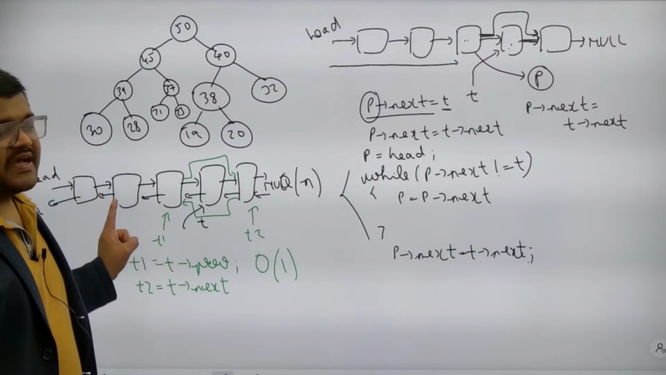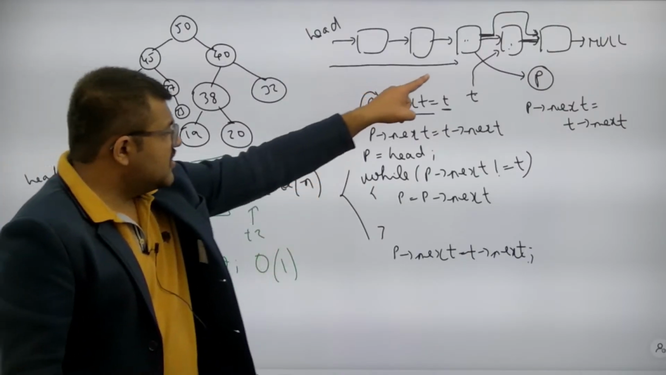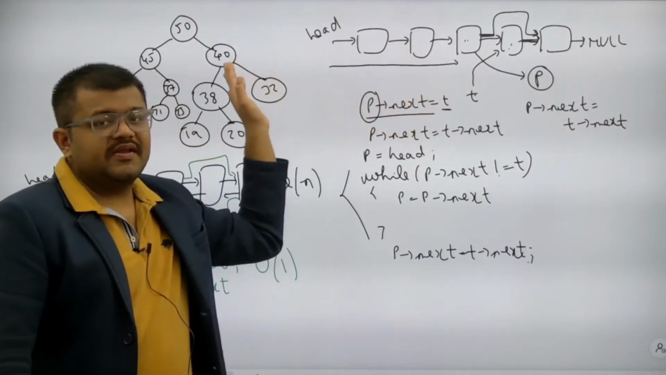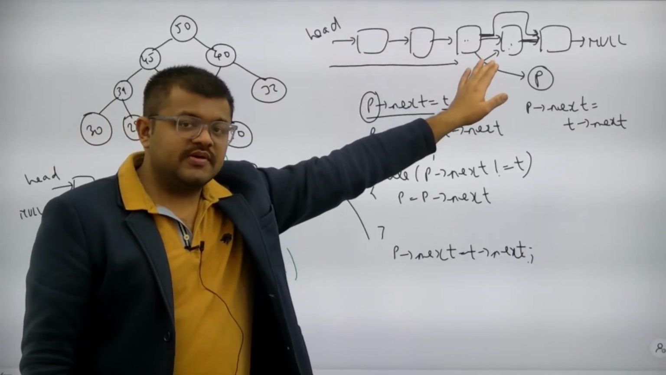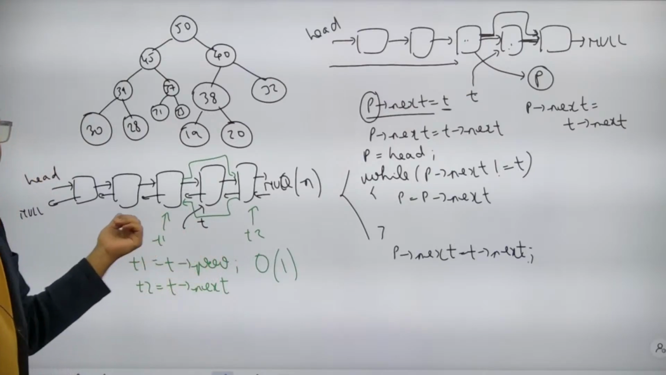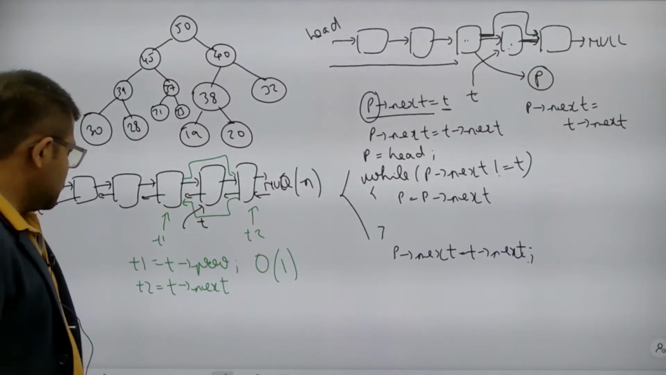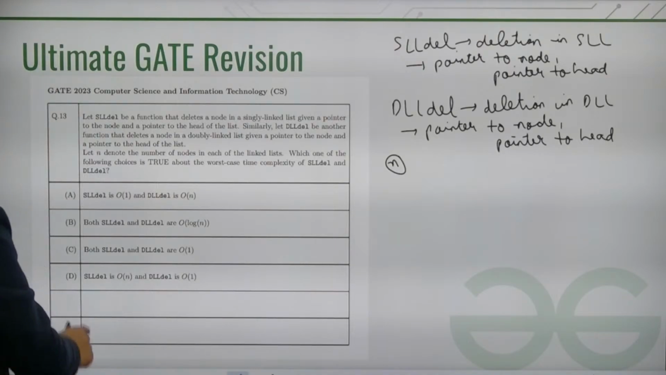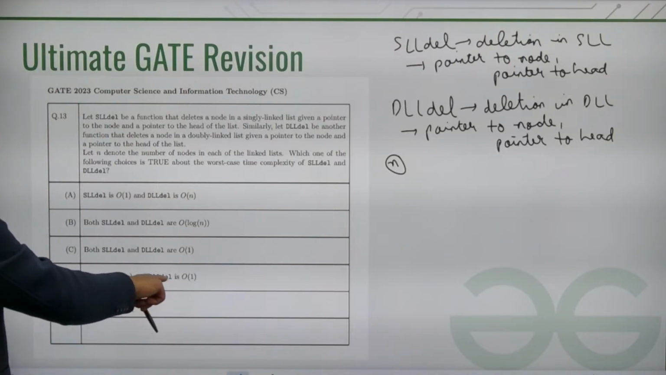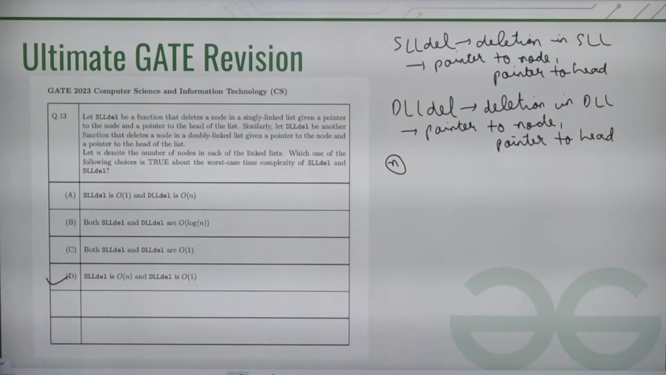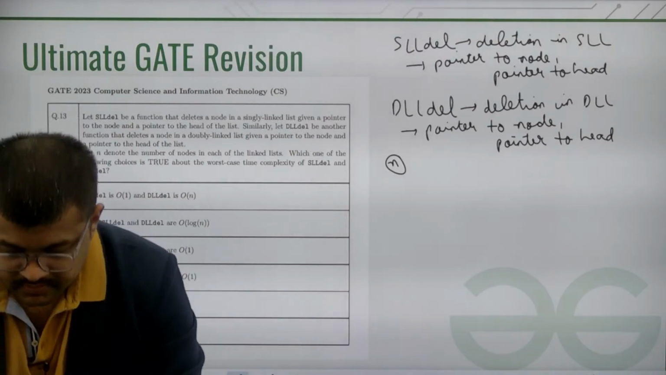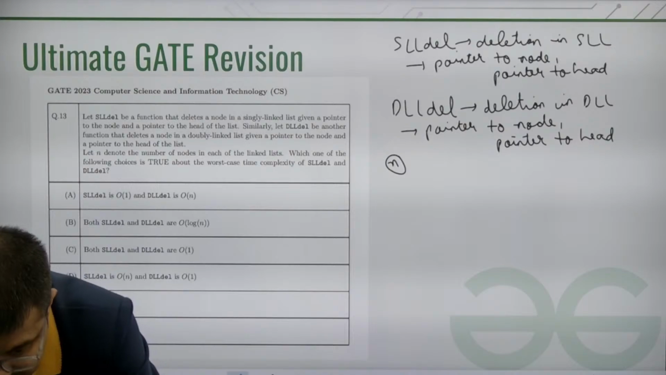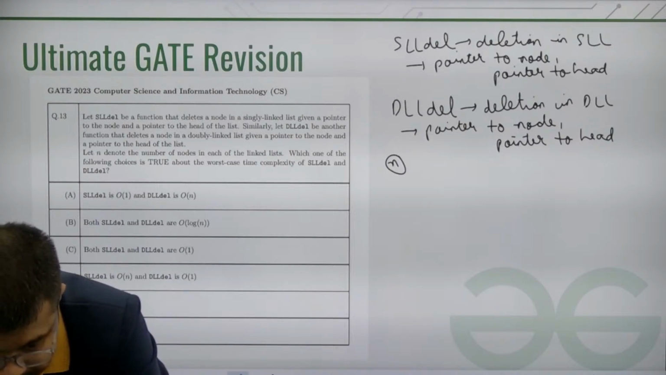In both the cases I need access to the previous node, but here since there is no previous pointer, I needed to start from the head and traverse till the previous node. Here I can just simply say previous and next. So your correct answer will be: singly linked list is big O of n and doubly linked list deletion is big O of 1. Is this clear? Yeah. For a singly linked list we have big O of n.